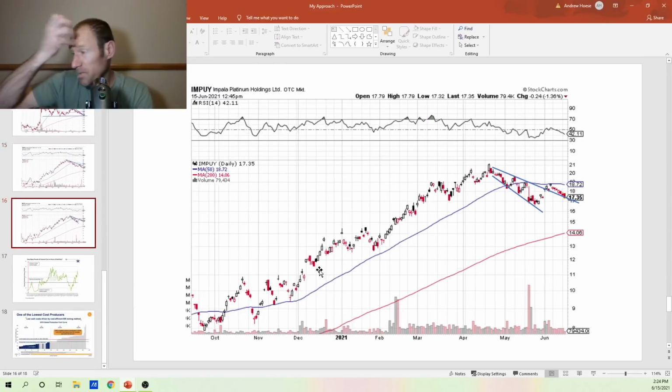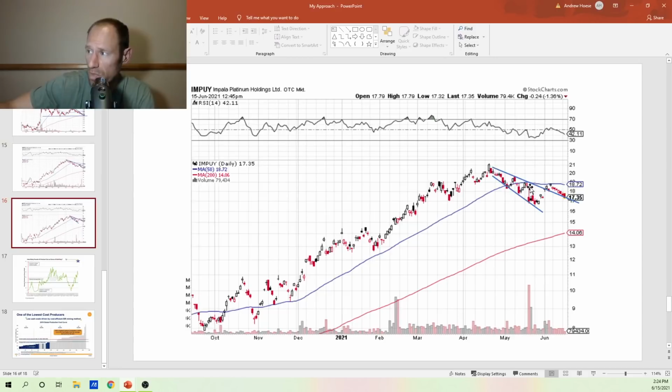And Impala Platinum, we had this kind of downward movement. It popped higher, and we're still resting on the top of this downtrend line pattern. Is it gonna hold? We'll see. If platinum pulls back, which gold and silver looks like it's going to pull back here, platinum very well could pull back. We could see this kind of break back into this pattern here.